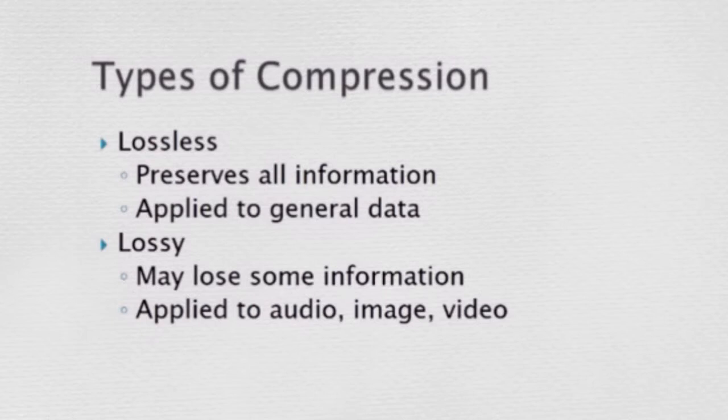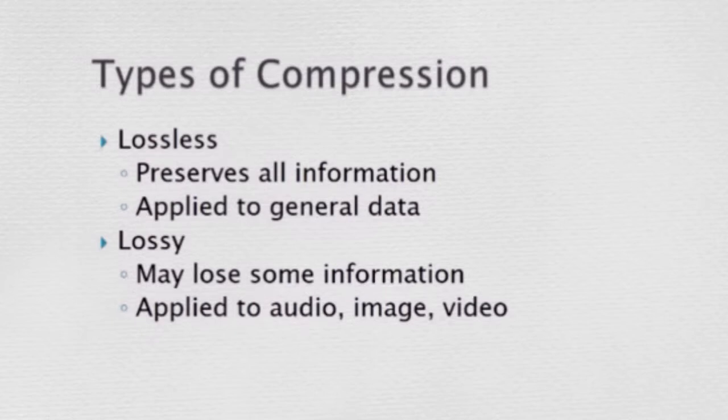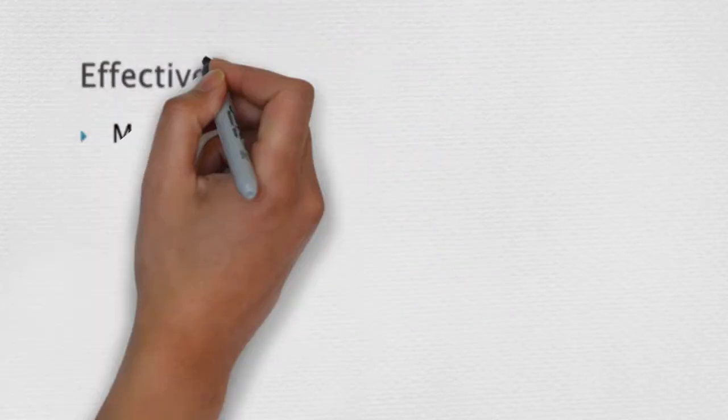In lossless compression, all the information is preserved. It is mostly applied to general data. In lossy compression, there may be loss of some information. It is applied to audio, images, and videos. That is why the clarity of images or videos reduces when we compress them.